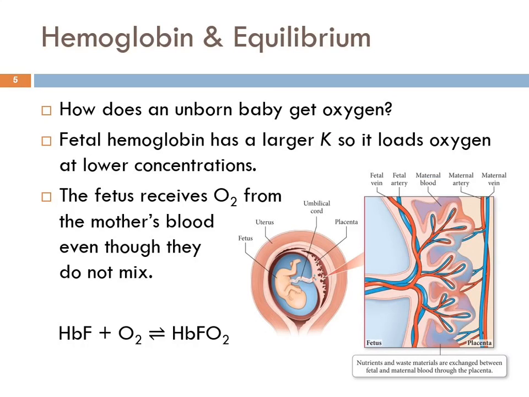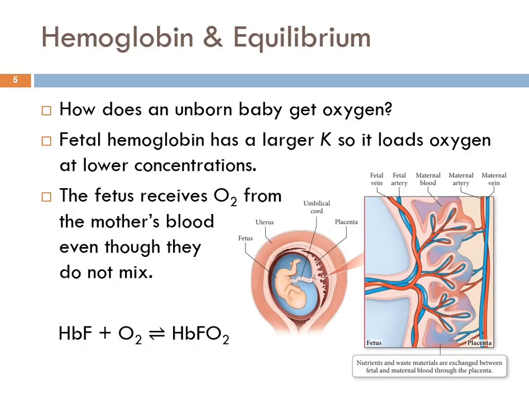Do you ever wonder, how does an unborn baby get oxygen? Babies are human, right? They need oxygen, but they're not breathing when they're in utero. The mother's blood has oxygen in it, but that blood doesn't actually mix with the baby's blood. Well, it turns out that babies have what's called fetal hemoglobin. It's the hemoglobin of a fetus, which is very similar to our hemoglobin, but it's a little bit different. It has a larger equilibrium constant. So, larger equilibrium constant means that it favors the products more.